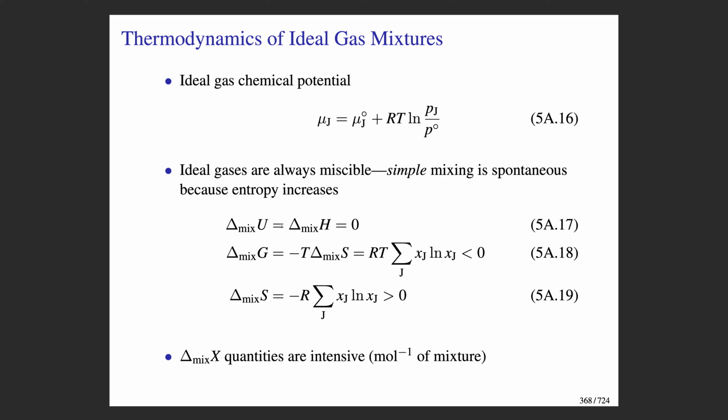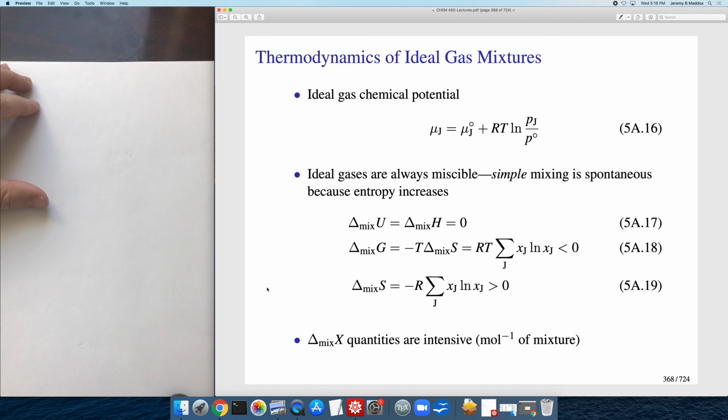For ideal gases, the process has delta U and delta H equal to 0 because ideal gas particles don't interact with one another, so the energy does not change when you mix them together. If the temperature doesn't change, the energy of the ideal gas doesn't change. Here we've got the formulas for calculating delta G of mixing and delta S of mixing. I think I'll go ahead and show you where that comes from.